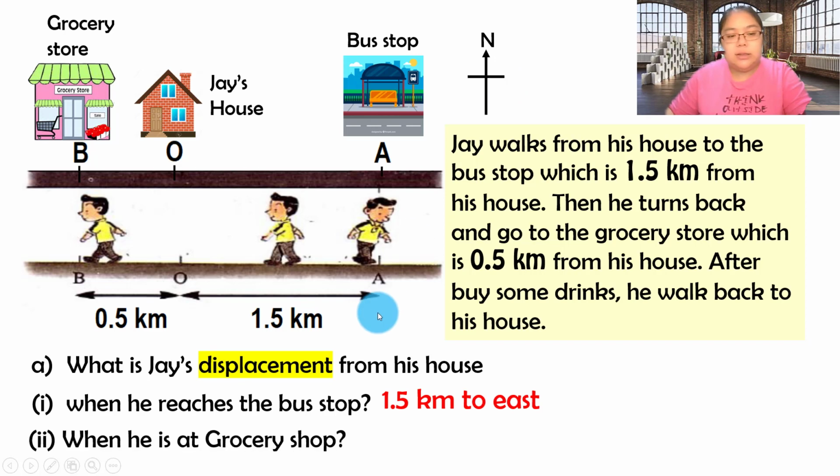Okay, second question is when he is at the grocery shop. Okay, for the displacement at the grocery shop, we find the shortest one. There is a shortcut. So that means we straightforwardly measure O to B. We do not need to measure from the bus stop to B. So O to B is 0.5 kilometer. Then we need to measure the direction. So going to the left, that is west. So the answer is 0.5 kilometer to the west.